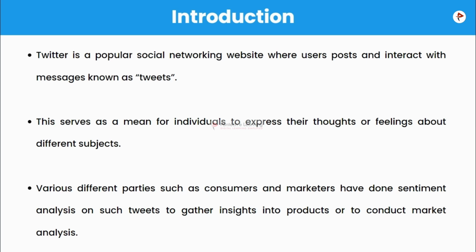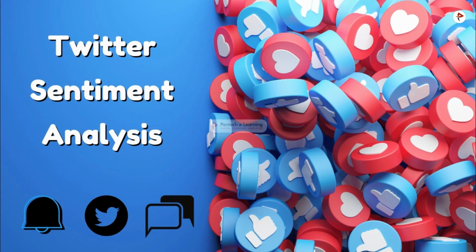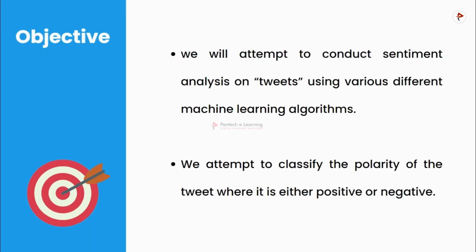So what we are going to do is conduct a sentiment analysis on tweets in Twitter. We will be attempting to conduct sentiment analysis on tweets using various different machine learning algorithms, and we'll also apply neural networks here, and we attempt to classify the polarity of the tweet, and finally we'll be finding whether the message is positive or negative. So we have a data set for this. We are going to do it with Python.